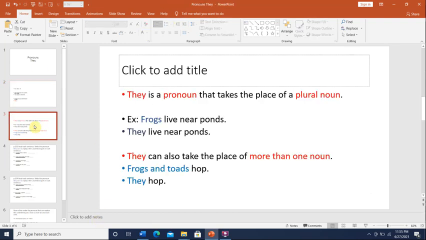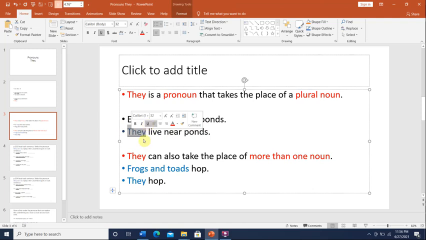Okay, it says here, they is a pronoun that takes the place of a plural noun. So they is used to take the place of a plural noun. Example, frogs live near ponds. Here frogs is plural. If I want to replace frogs, what pronoun will I use? It? No, I will replace it with they. So I can say frogs live near ponds, or they live near ponds. Okay, so we use the pronoun they to replace plural nouns.